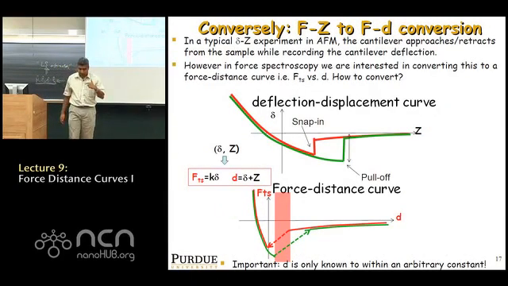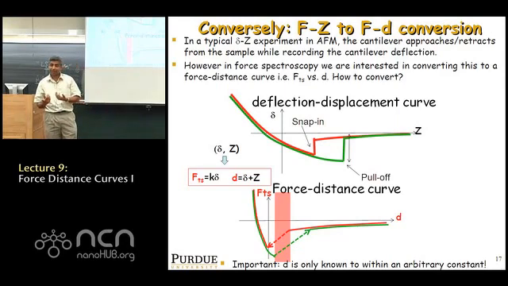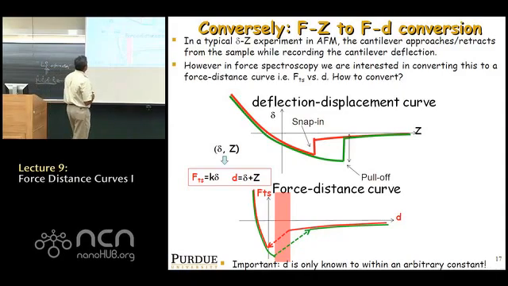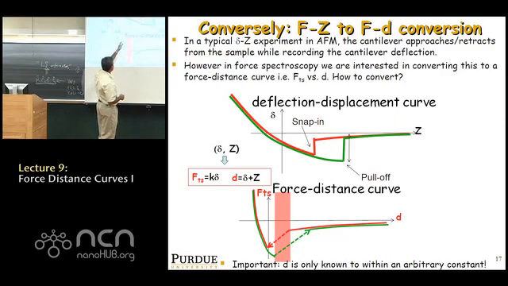Let's revisit a little bit. So far we've been talking about, in theory, if you know FD, how do you get FZ from it? Now in experiments you're getting FZ, and let's revisit how in experiments you would convert FZ to FD. As discussed before, a typical FZ curve, or a deflection-Z curve, you're going to get in experiments is shown here. You approach along the red, you get a snap-in. You pull out along the green, you get a pull-off, right?